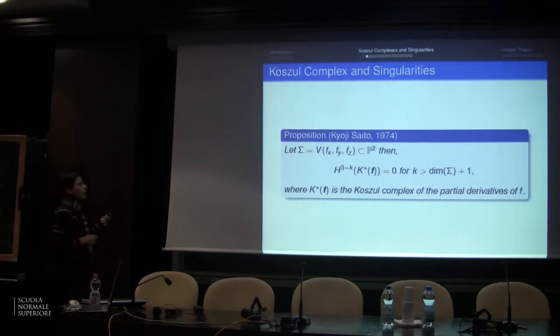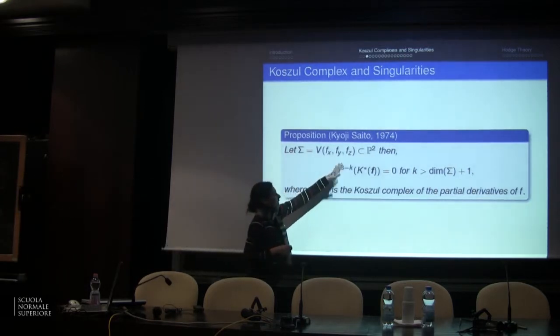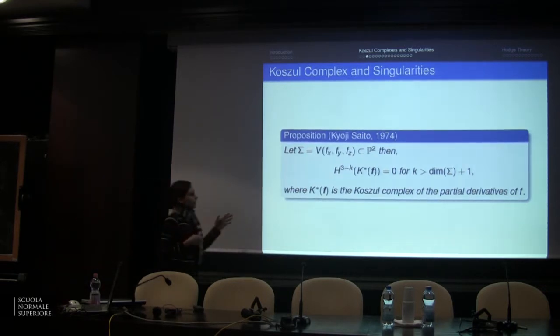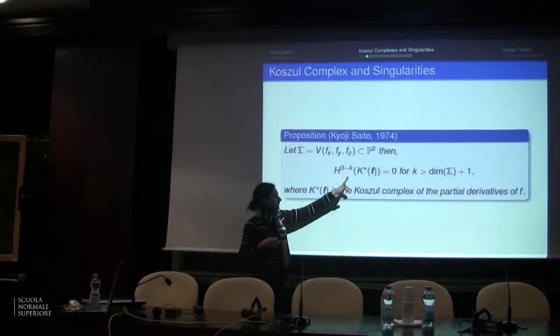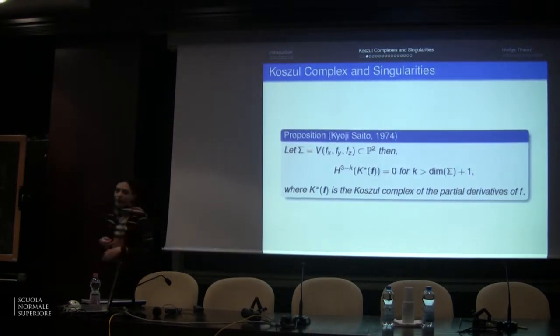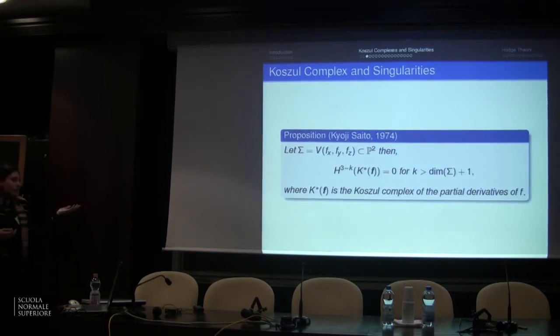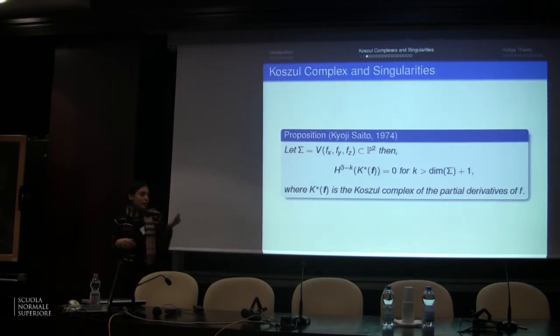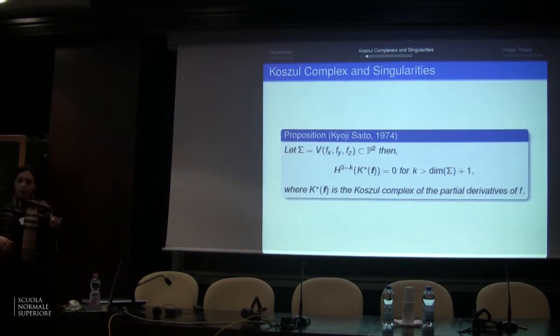If we denote sigma equal V of fx, fy, fz, the singular set of C, he proved that the cohomology groups H^(3-k) of the Koszul complex are all zero for k greater than the dimension of sigma plus 1. For example, for a smooth curve, sigma is empty, so the dimension is minus 1, and we have only one non-zero cohomology group, which is H3. If we have isolated singularities, the dimension of sigma is equal to 0, and in this case we have two non-zero cohomology groups, H3 and H2.